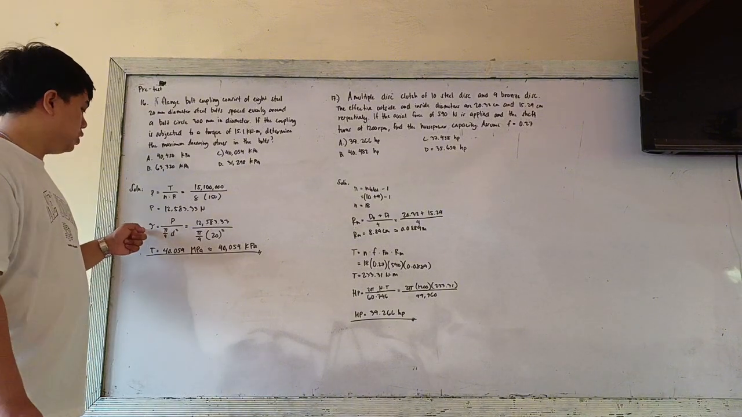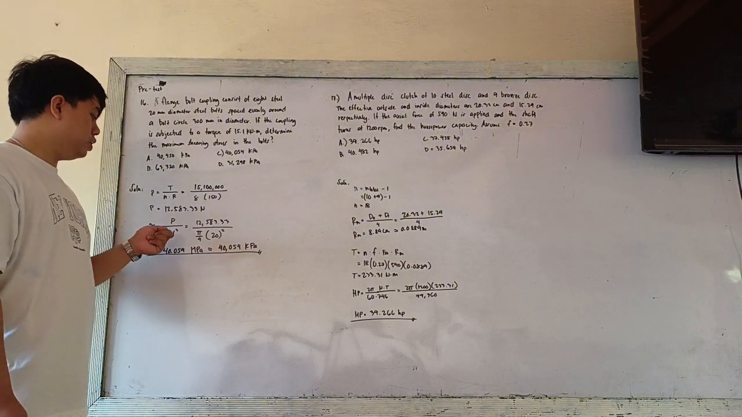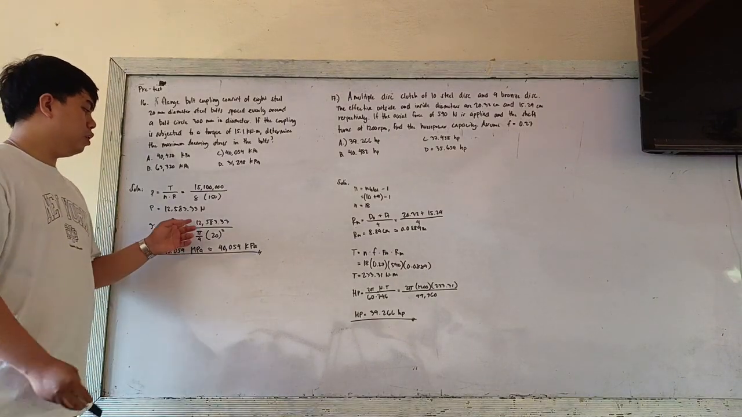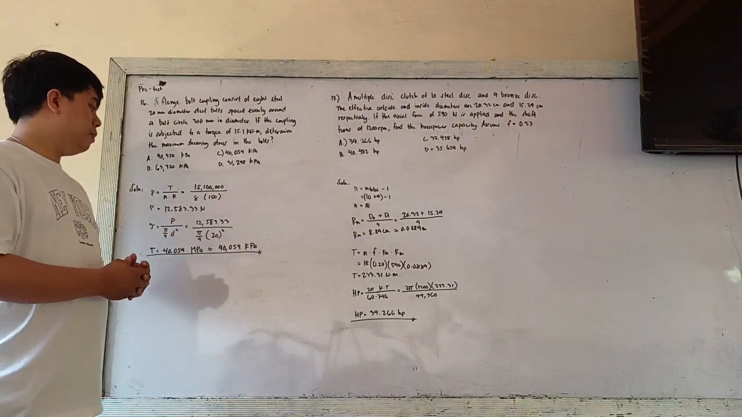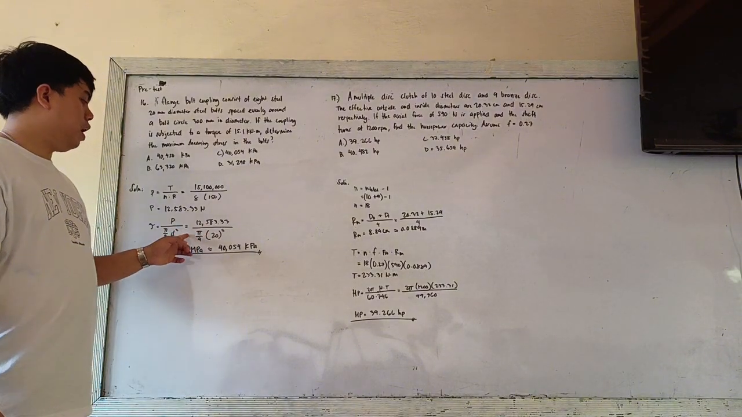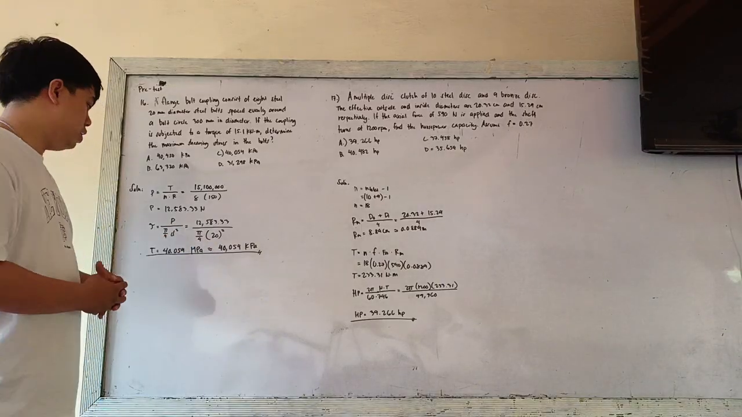To solve for the maximum shear stress, the maximum shear stress is equal to P divided by pi over 4 D squared. So plug in the values again: 12,583.33 all over pi over 4 times our diameter, 20, squared.